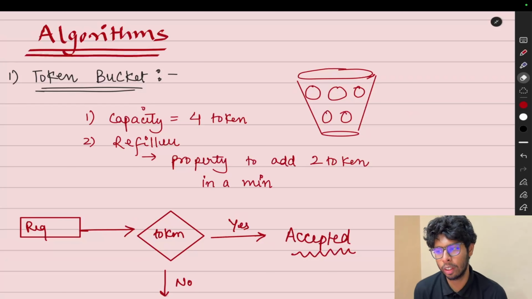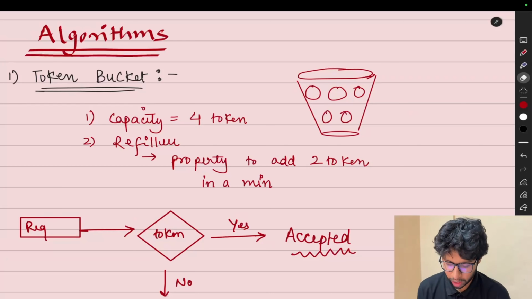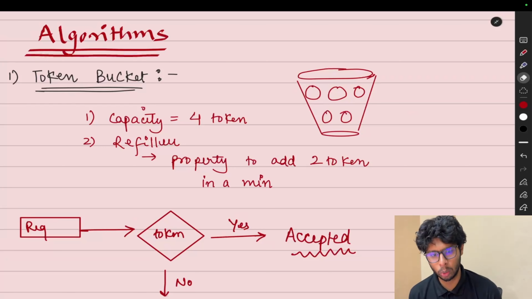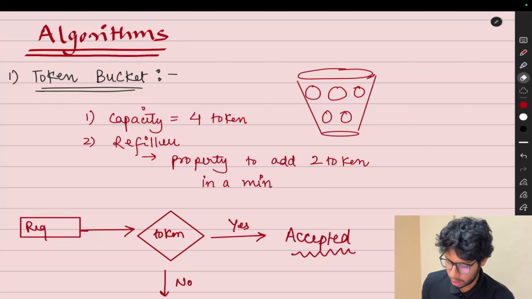So our first algorithm is going to be token bucket. In this, we have a bucket which has a capacity, like in our scenario, we have a capacity of 4 tokens and there is a refiller. The refiller has a property to add n number of tokens in a minute. Like I just wrote it down, we can add up to 2 tokens in a minute. So let's take an example.